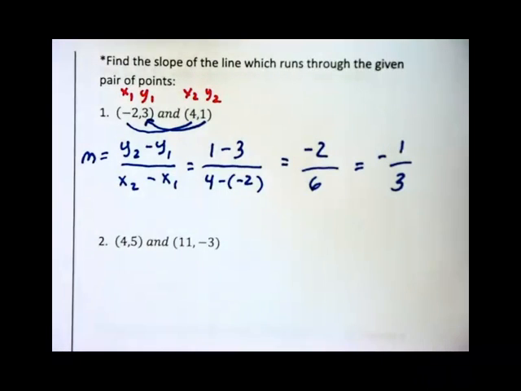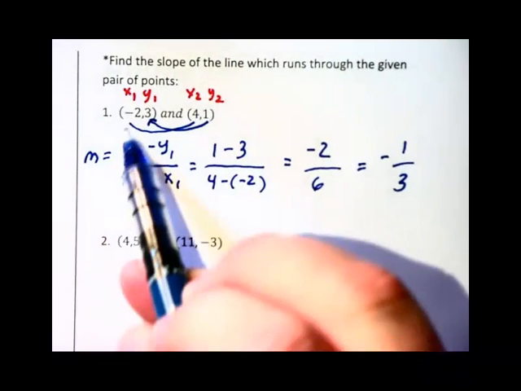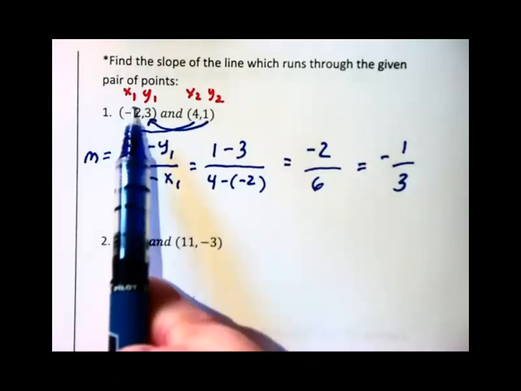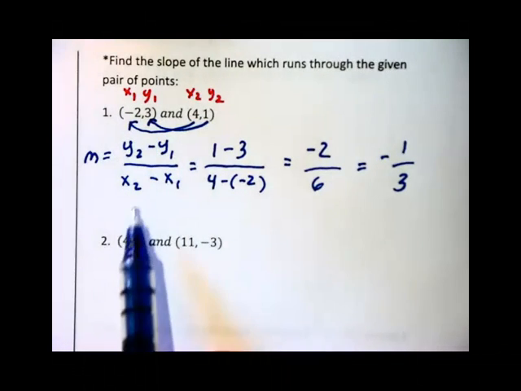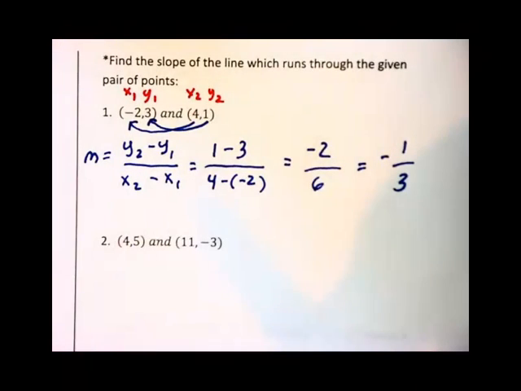Now, do we have to subtract going from right to left? No, it was arbitrary which point was the first point and which was the second point, but for purposes you'll learn later with coordinate geometry, we'd like to use y sub 2 first. Okay, let's do this again.